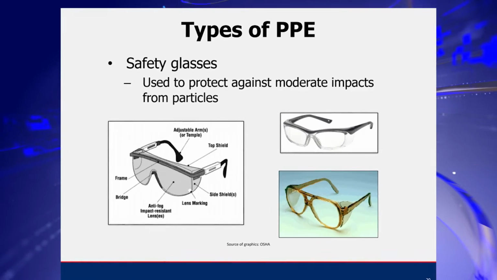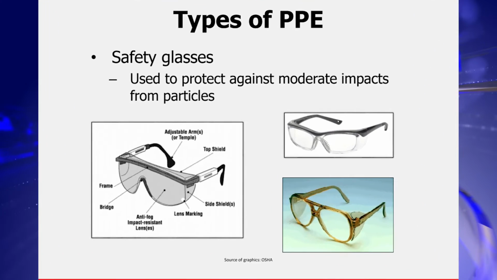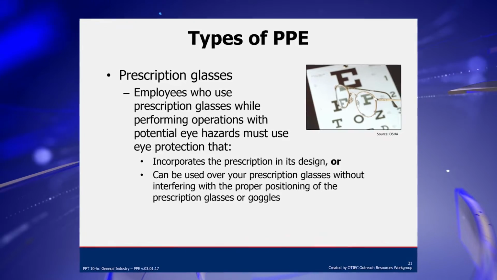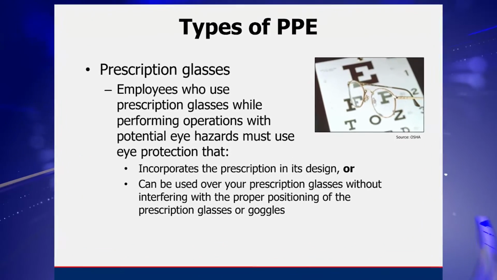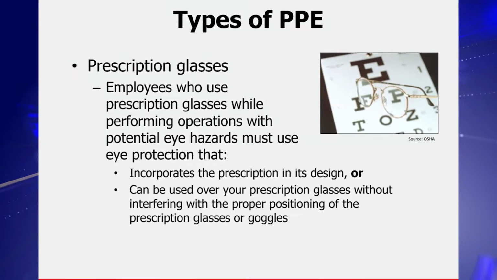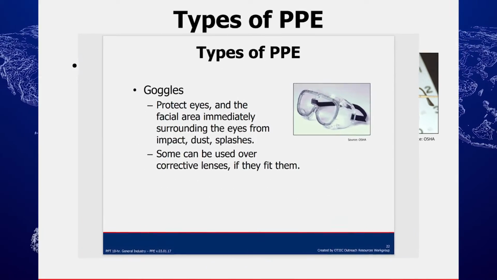Safety glasses. Safety glasses are used to protect against moderate impacts from particles. Different types of safety glasses. Prescription glasses. Employees who use prescription glasses while performing operations with potential eye hazards must use eye protection that incorporates the prescription in its design or can be used over your prescription glasses without interfering with the proper positioning of the prescription glasses or goggles.